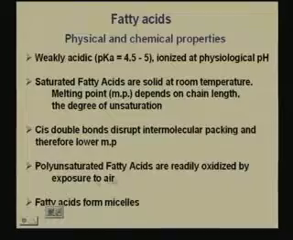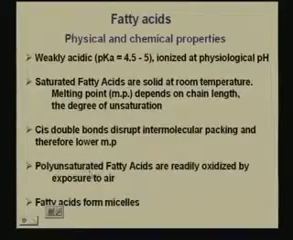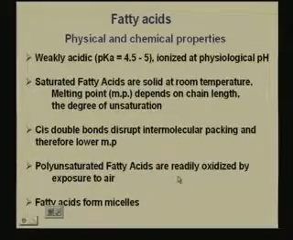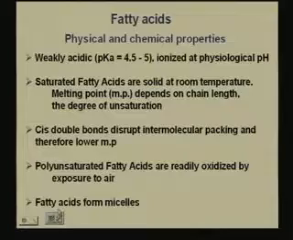The polyunsaturated fatty acids that you see in a lot of vegetable oils that you consume, that say that they are PUFA, polyunsaturated fatty acids, are readily oxidized by exposure to air, and these fatty acids can form micelles. Okay, we will see why they can form micelles, because they have a hydrocarbon chain and it has a polar head group to it. Okay. So, these are the basic physical and chemical properties of fatty acids.